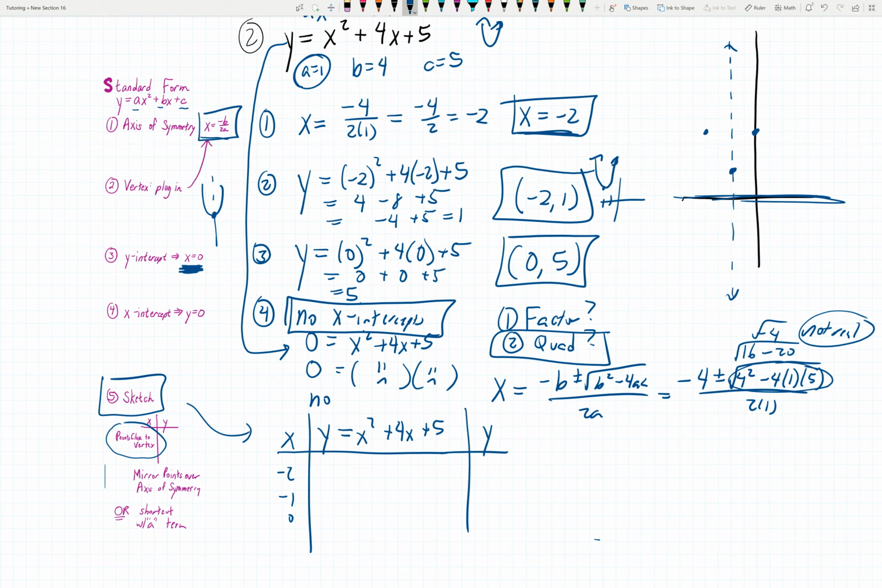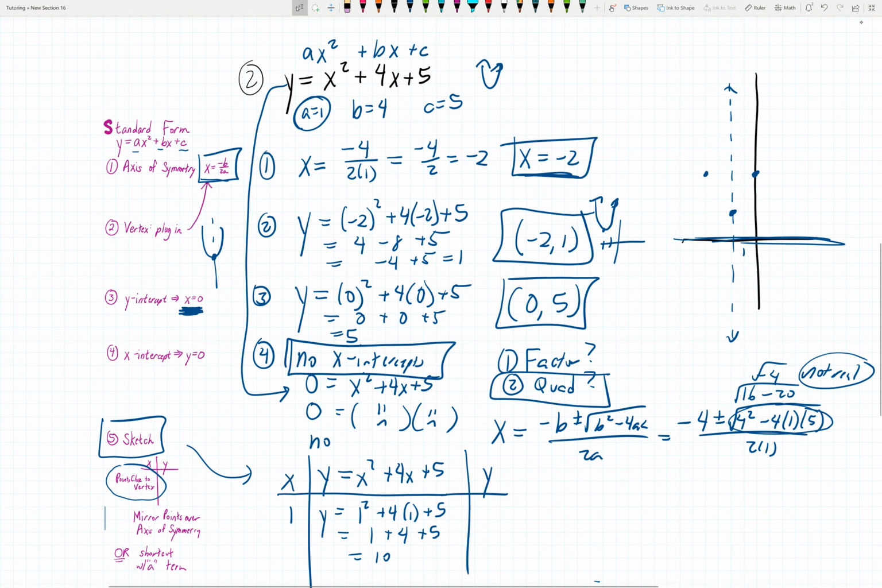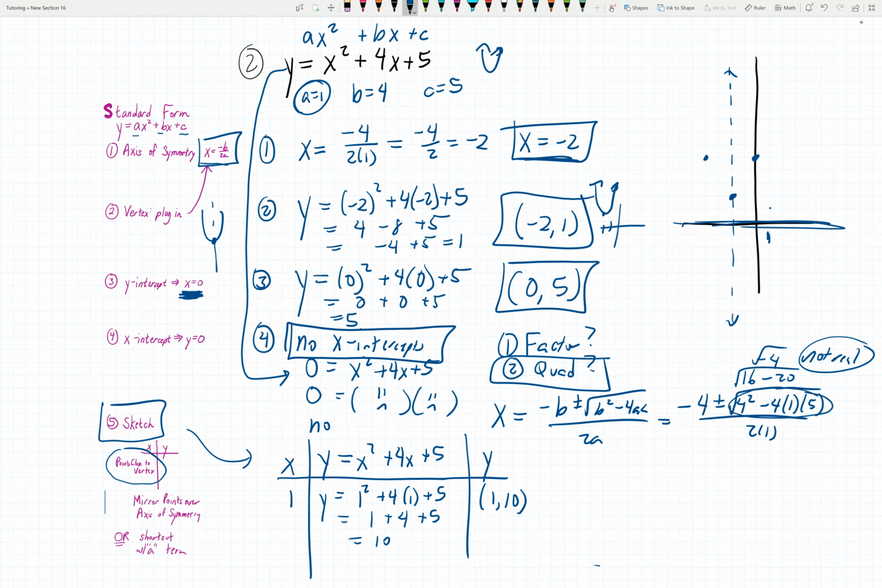And I'd like to plug in points close to my vertex. So if I put in maybe a 1, I could plot that. Let's see. So I'll put in a 1, and I'll get y equals 1 squared plus 4 times 1 plus 5. So it's 1 plus 4 plus 5, and that's 10. Whoa, something happened. Oh, I was supposed to plug in a negative 1. So I accidentally plugged in a positive 1, but that's okay. That's still a good point. When x is 1, the y is 10. So when x is 1, I've got 1, 2, 3, 4, 5, 6, 7, 8, 9, 10.